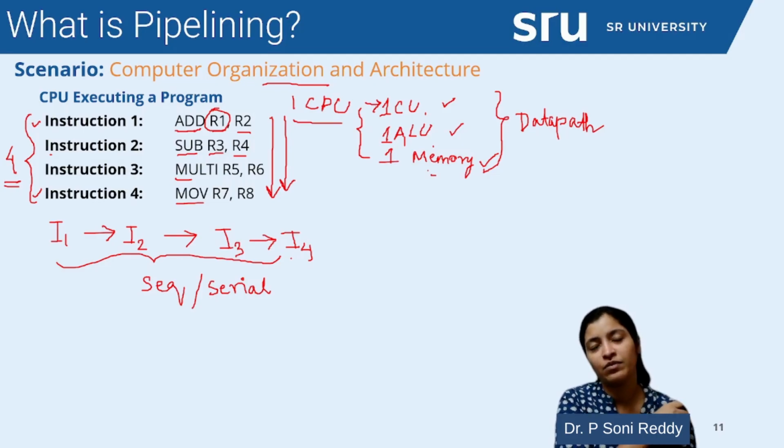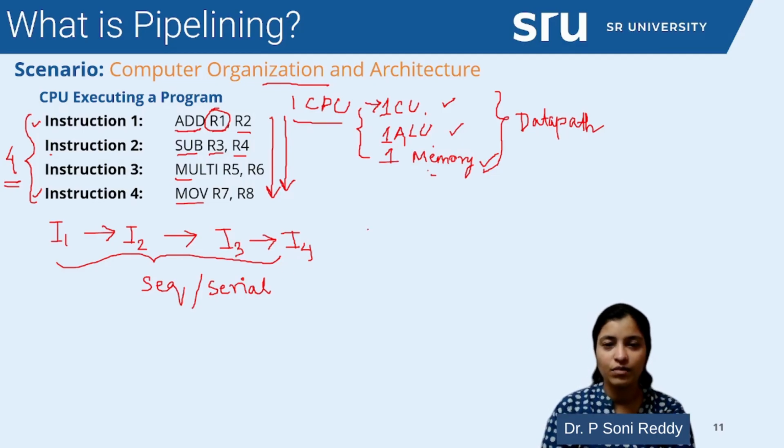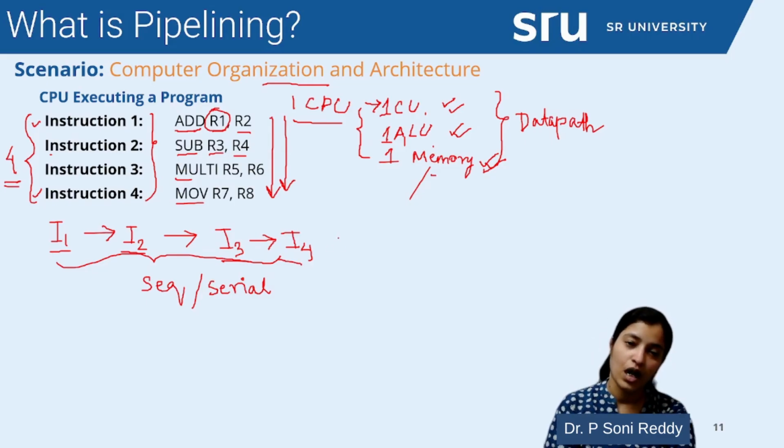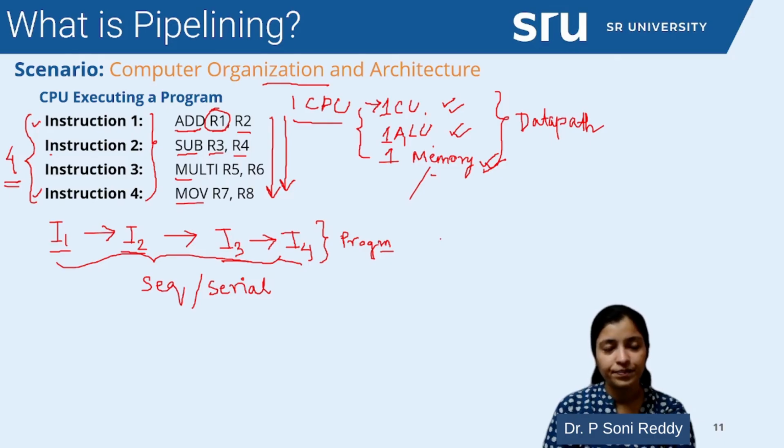Person number 1, person number 2, person number 3 are actually my hardware resources or data path components. That means the control unit, the ALU, and the memory are the persons who are going to execute the 4 instructions. In this case, instead of toy cars, I have instructions 1 to 4. In sequential execution, we finish the first instruction, then start the second, then the third, and then the fourth. After the end of the fourth instruction, the program execution is completed. So this is sequential.